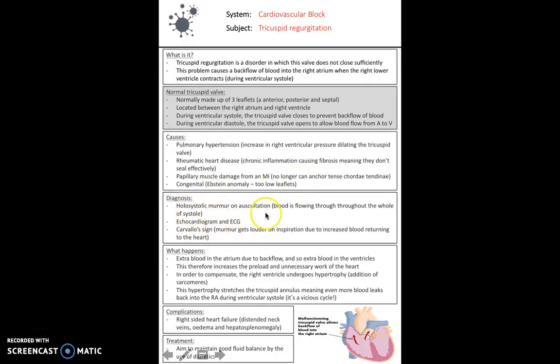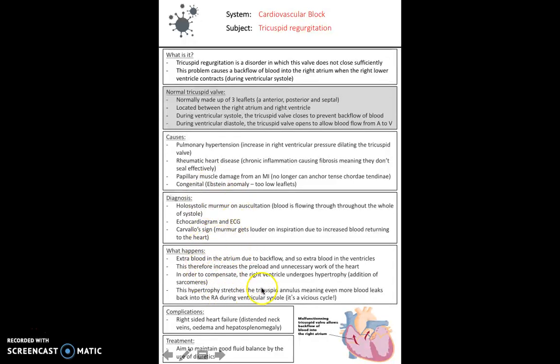You will see again a holosystolic murmur on auscultation, so a murmur that lies through the whole of the systolic period because blood is flowing throughout the whole of systole. But again, echocardiogram and ECG are your definitive diagnosis here.